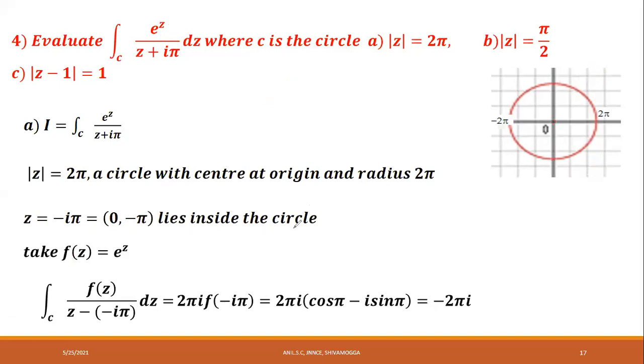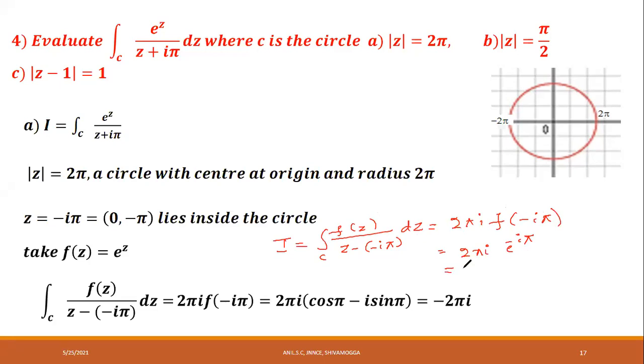I is equal to the integral over C of e^z, denoted by f(z), divided by z plus iπ, which is z minus (minus iπ), dz. By Cauchy's integral formula, this is equal to 2πi times f(a). Here a is minus iπ. Substitute. This is equal to 2πi times f(minus iπ). f(z) is equal to e^z. Therefore, f(minus iπ) is e^(minus iπ).